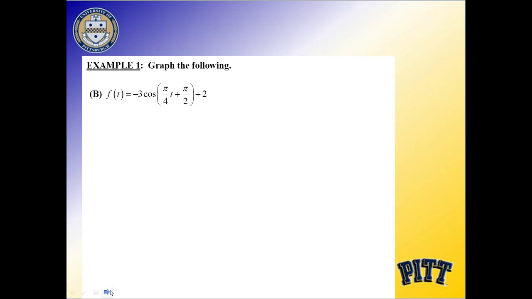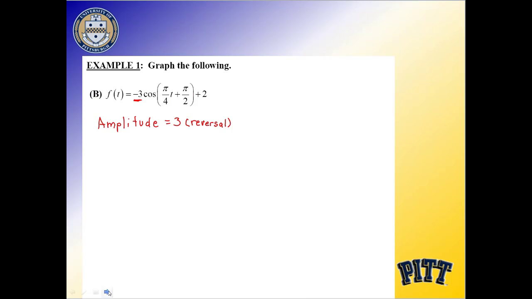The fact that I have a negative 3 for A means the amplitude is going to be 3, but I'm going to have a reversal. What that means is my graph is going to start at the lowest point, go up to the highest point, and then return to the lowest point for one full cycle. So that's what I mean by a reversal.